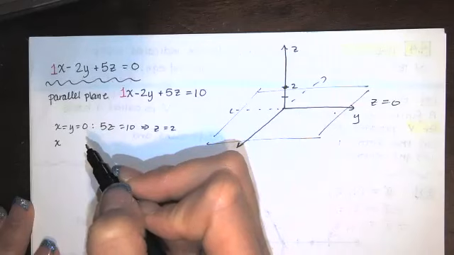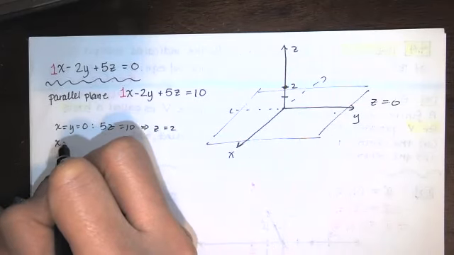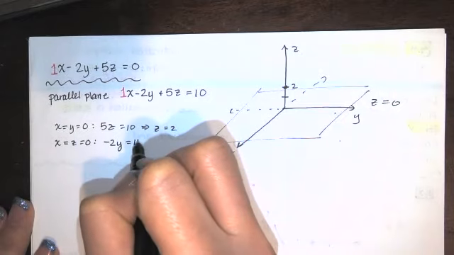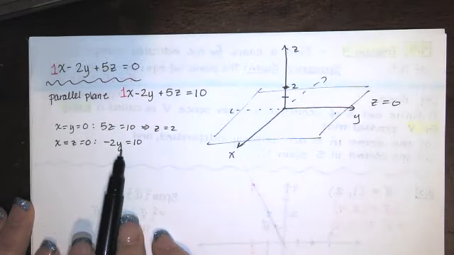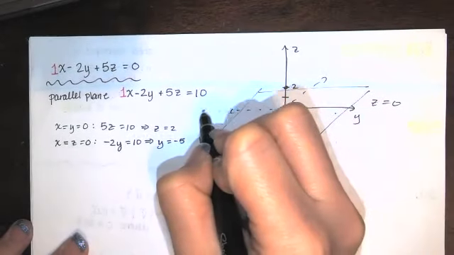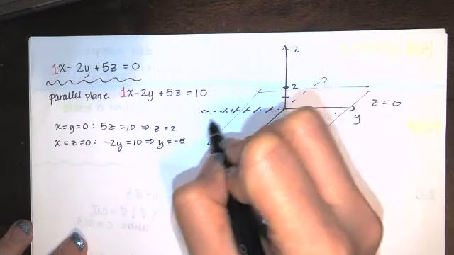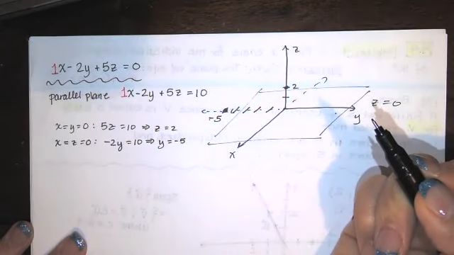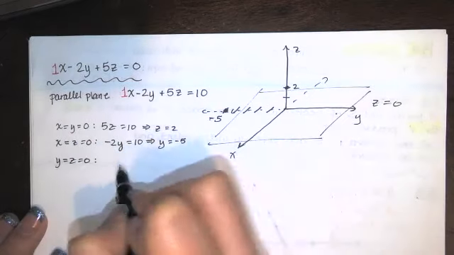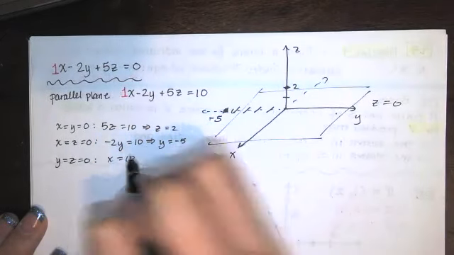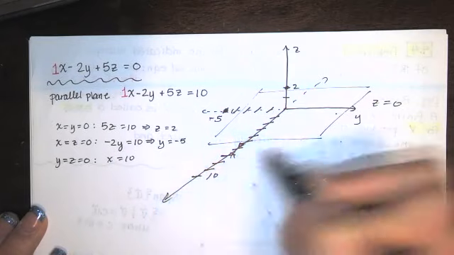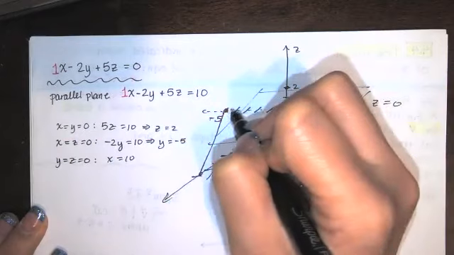Or if x is 0 and z is 0, we actually get a negative y value here. Maybe I won't be able to sketch a first octant portion. When z and x are both 0, we get y is equal to -5. That actually means our plane crosses the y-axis over here at -5. And if we let y and z be equal to 0, we see that x would have to equal 10.